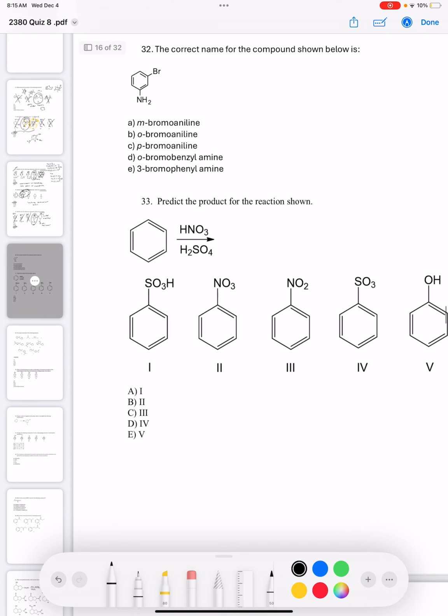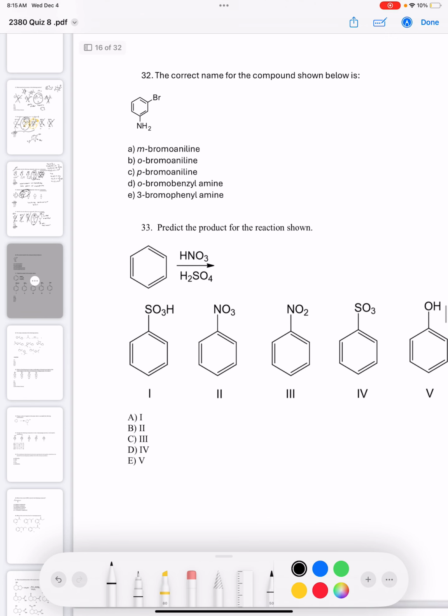Okay, the correct name for the compound shown below is... For these, if you remember the common name, that's great, but you should remember the common name of aniline is NH2.